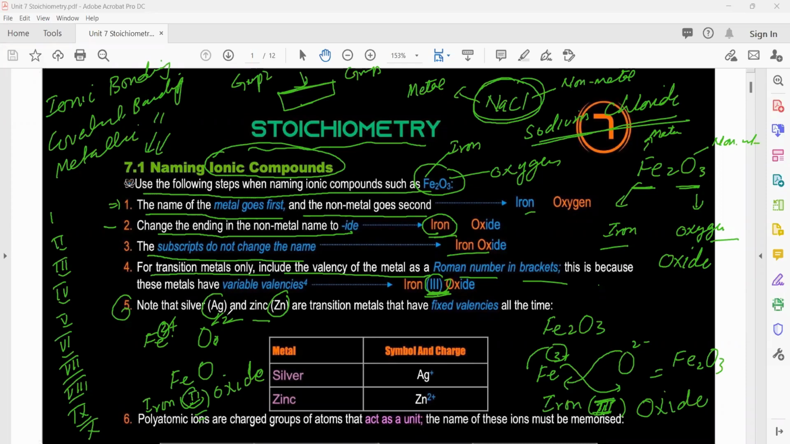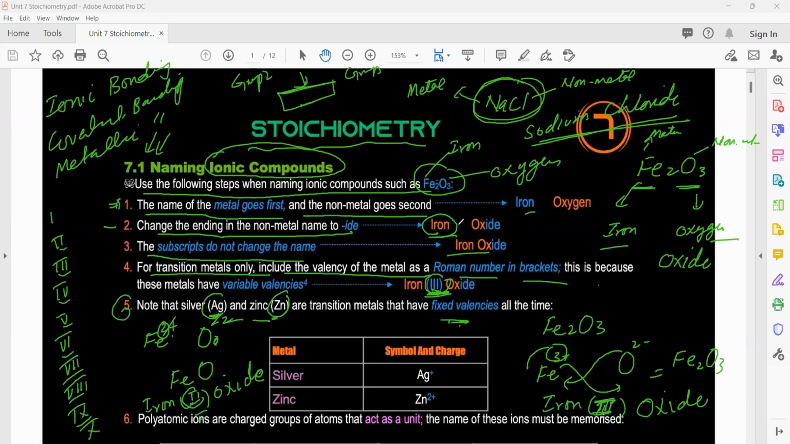Understand? But sometimes you have some metals that are transition metals but have only one valency, so they have fixed valencies all the time. You can write 1, 2 there also, but they are fixed. Once again, here they are talking about naming the ionic compound. If you have an ionic compound, there are certain names, and here they have given the formula or the steps.